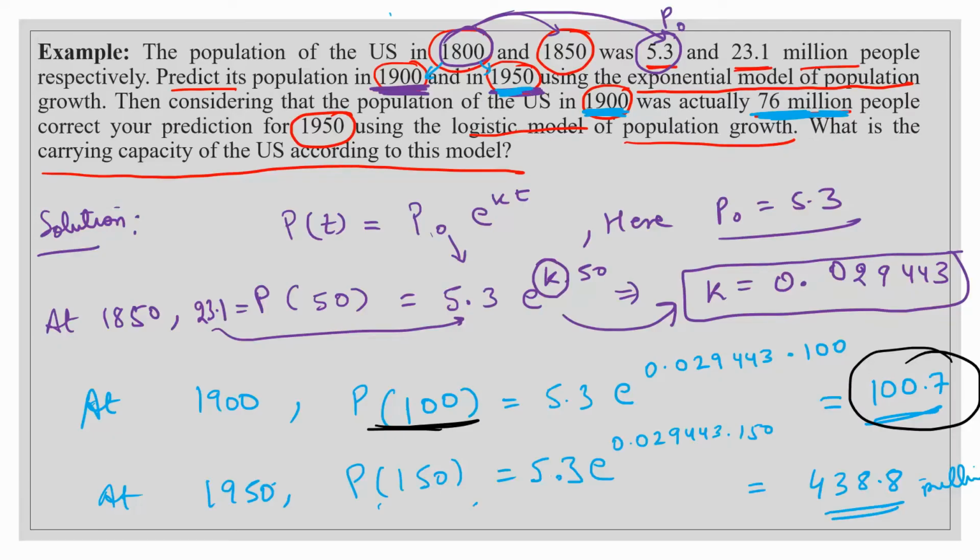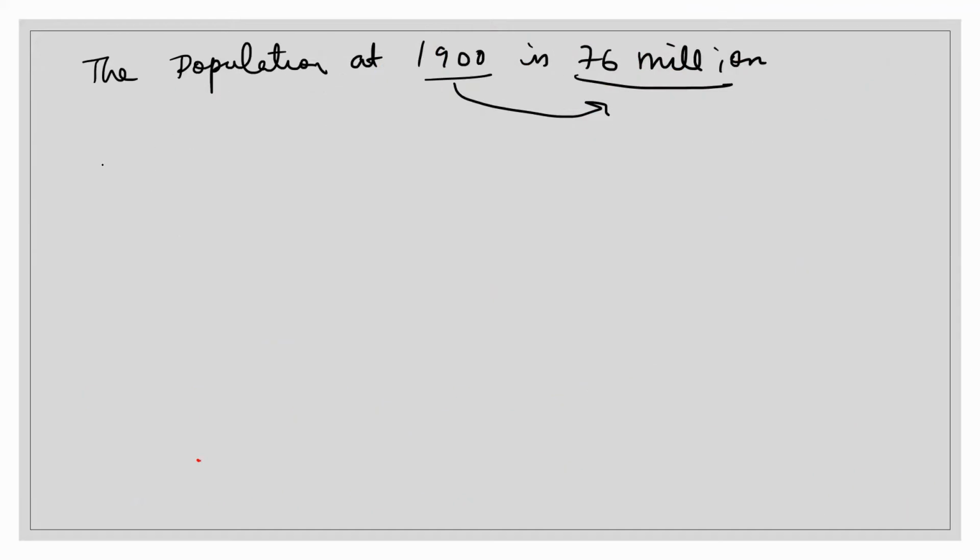So we will again use the data which is given at 1850 and 1900 to find the value of the small k and capital K. Small k means the growth rate and capital K means the carrying capacity. So we will utilize these two data, that is at 1850 we have 23.1 million and at 1900 we have 76 million of people. So let us use this, and then for the logistic model.